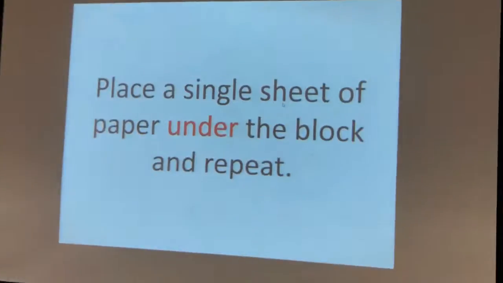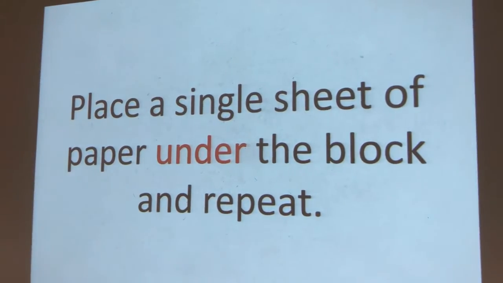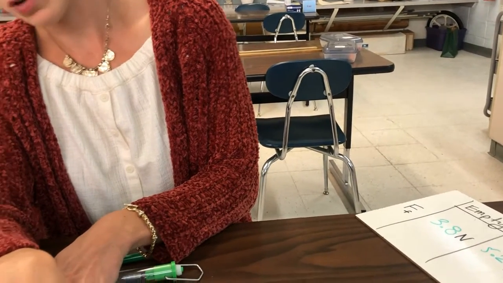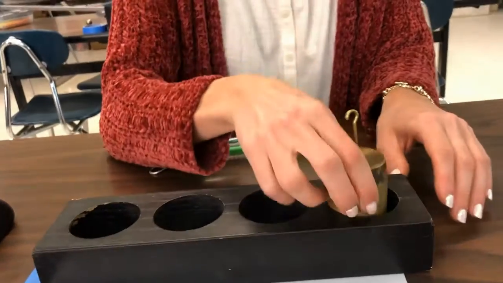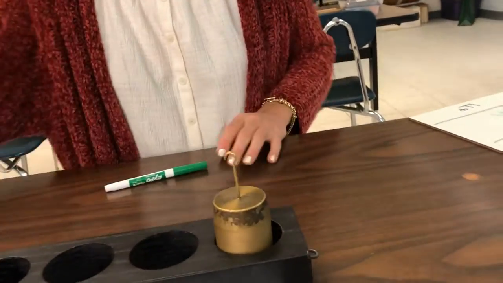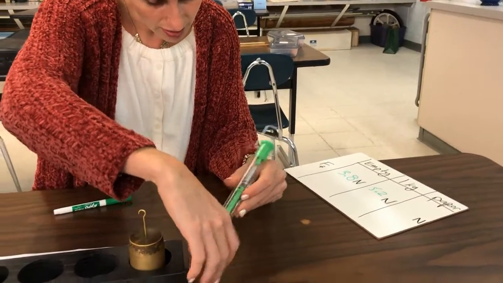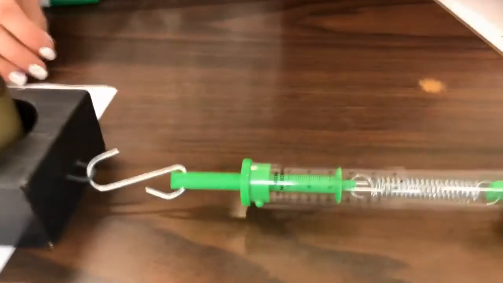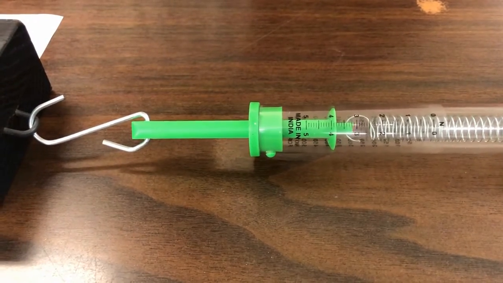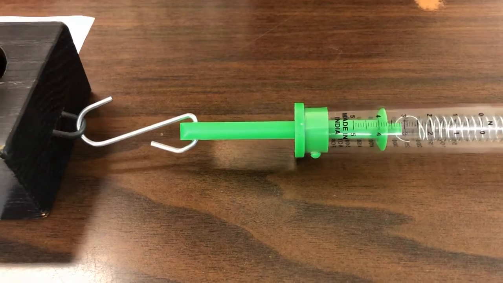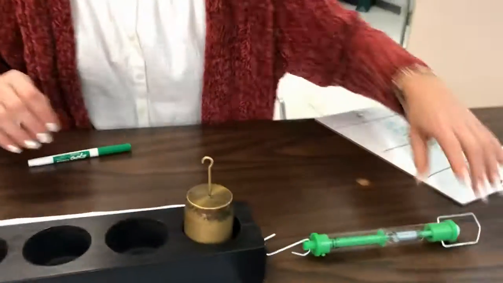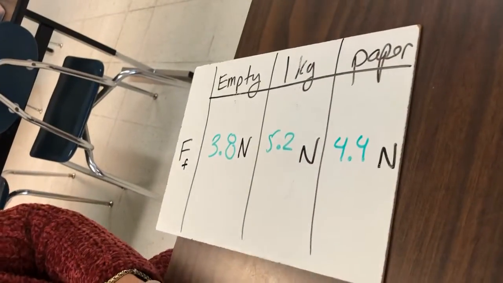Okay, last one here. Place a single sheet under the block and repeat. Okay, put it right there. Put this back in here. Oh yeah, it's probably a good idea. Okay, here we go. You ready for me? Go. Oh, did you see which one it was? That was about, what, 4.4? Yeah, I'd say 4.4. Okay, let's go ahead and write this in. What do you notice about the force of that one? A little less, right? Absolutely.